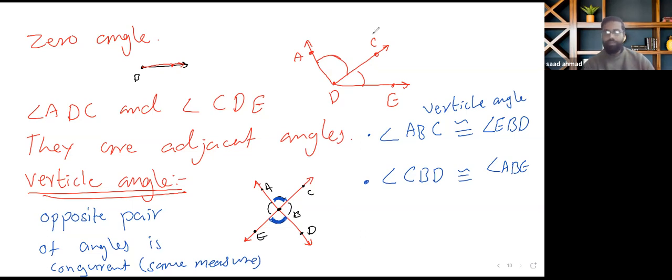All right. So these are the vertical angles that we have.